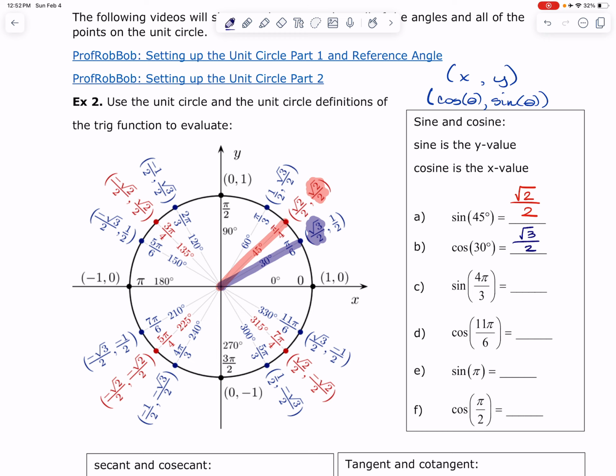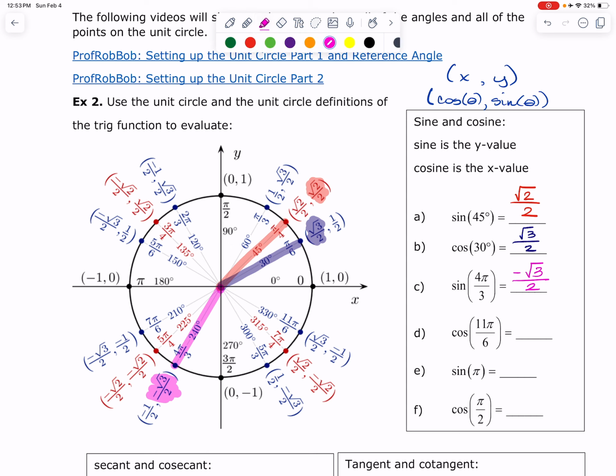Sine of 4 pi over 3. Let me find something that's a shade of red, but not quite red. We're going to go with hot pink. My 4 pi over 3 is down here. Again, we want the sine, which is my y. And the sine of 4 pi over 3 is negative square root of 3 over 2.